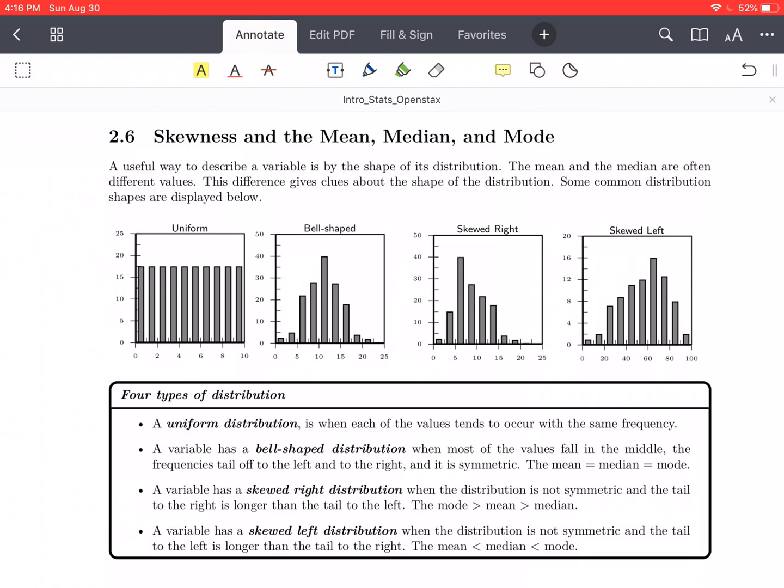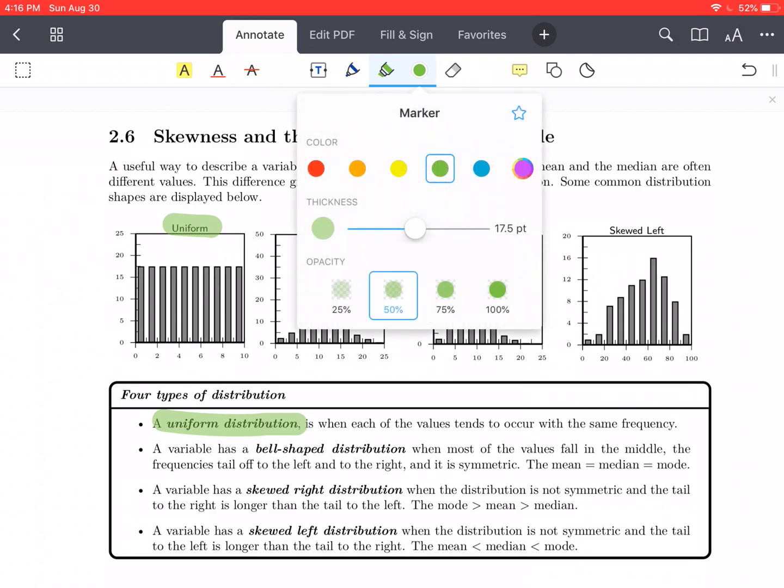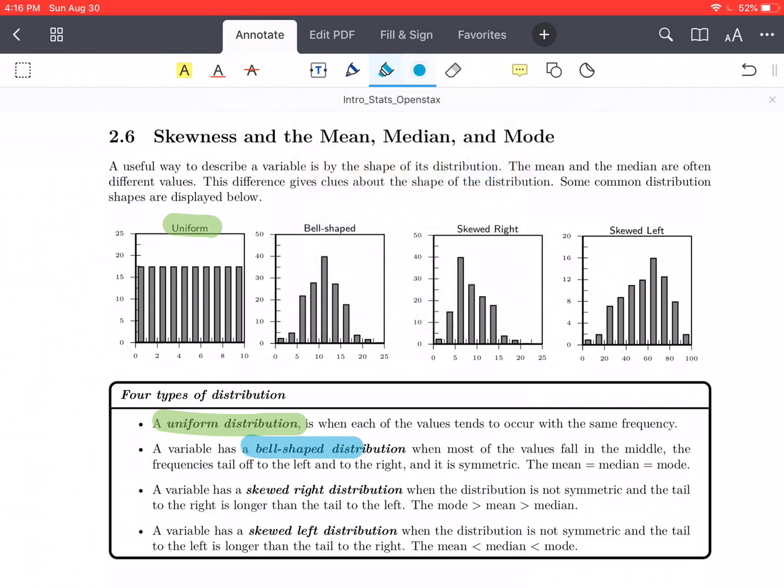Are the data values all very low, all very high, towards the middle? Are they all about the same? So there are some common distribution shapes here, and these are the 4 types that we're really going to be working with this semester. There's the uniform distribution, where the values all tend to occur with the same frequency. So uniform distributions pretty much look like a horizontal line on the top. Okay, so that's uniform. Then we have the bell-shaped distribution.